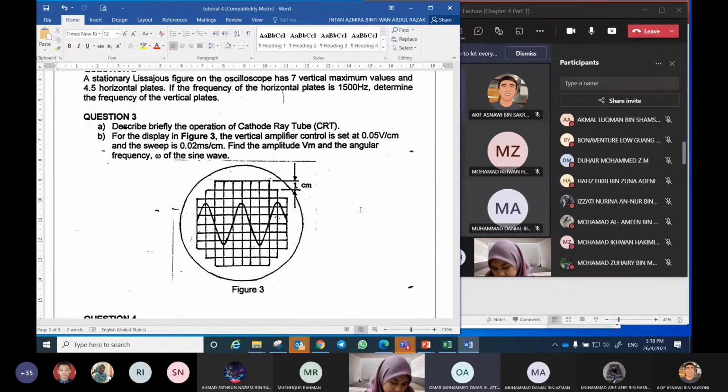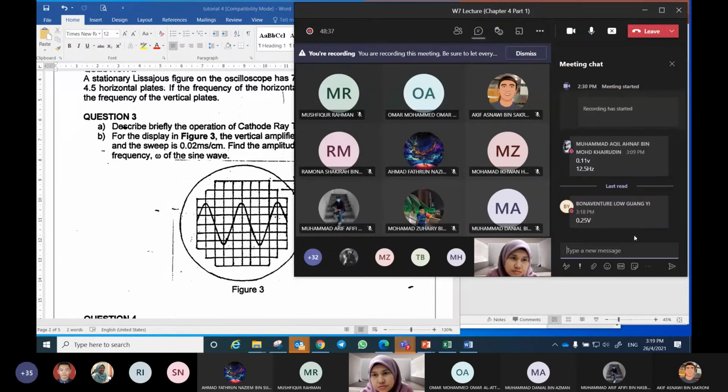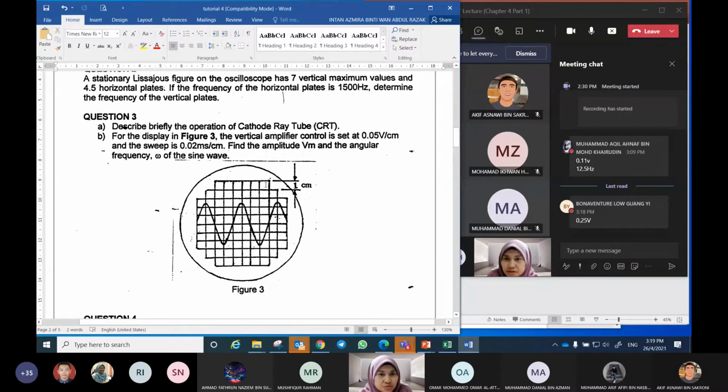Don't have the calculator? You come to my class and you do not bring your calculator. We will involve a lot of calculation. So make sure during class, please bring your calculator. Put it beside you. The answer is 0.25 volts. Okay. So how to find the frequency of the signal?